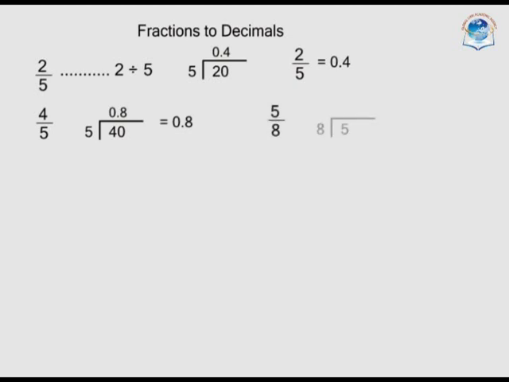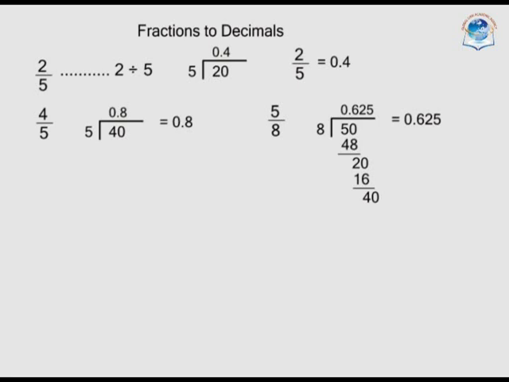5 over 8, we have 5 and 8. 8 goes into 5 0 times, and we put a decimal. We add 0 here. 8 will divide into 50 6 times. 6 times 8 is 48. We subtract and get 2, then add 0 to get 20. 8 goes into 20 2 times because of 16. We subtract, get 4, add another 0. 40. 8 goes into 40 5 times. And so 5 over 8 is equal to 0.625.